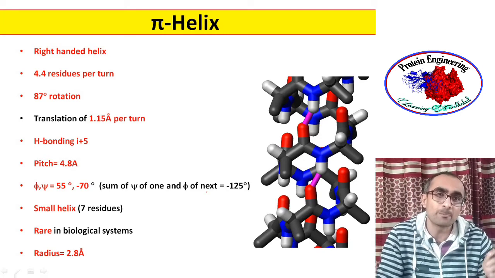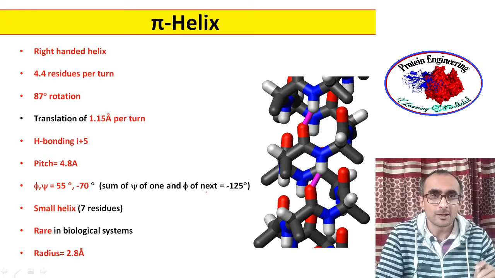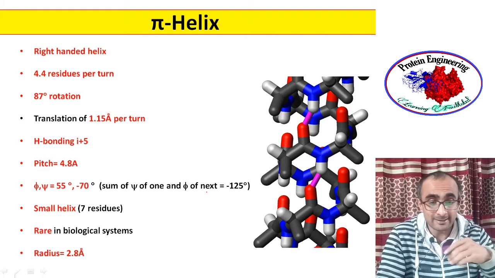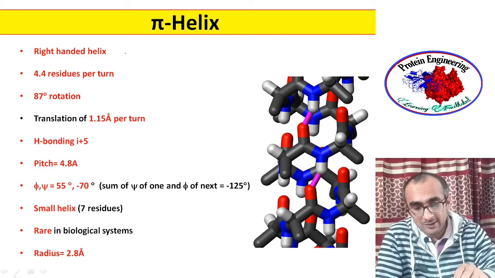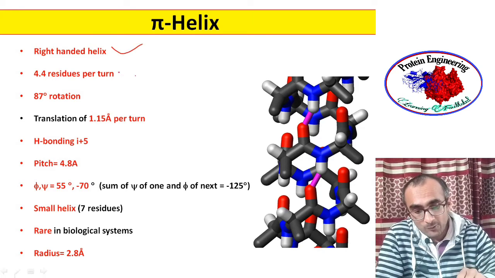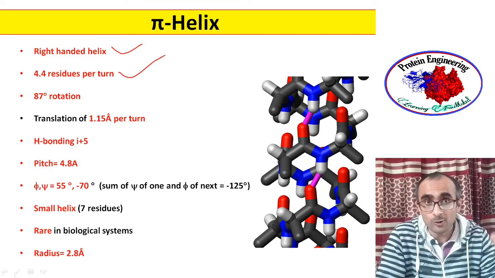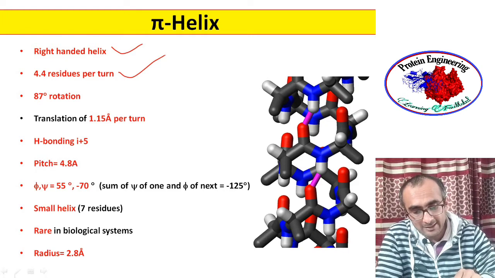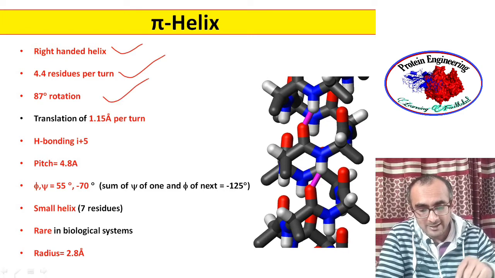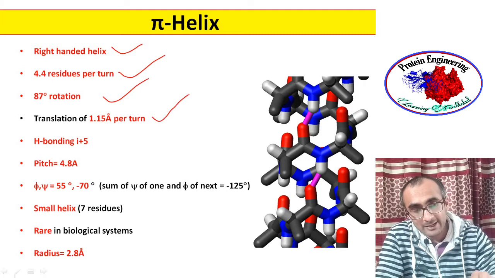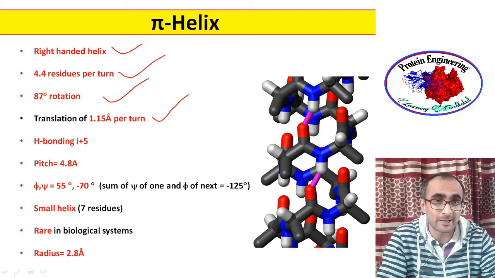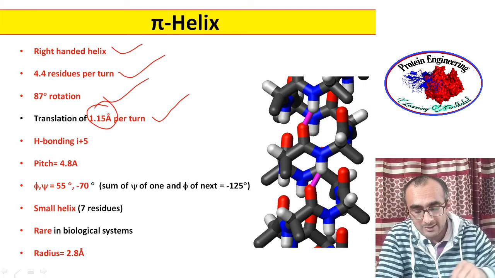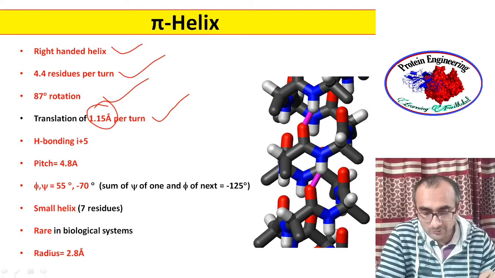That's a kind of compressed form of alpha helix. If you push both ends of alpha helix together, then it becomes like a pi helical structure. It's right-handed. There are 4.4 residues per turn. The rotation between consecutive amino acids in pi helical conformation is 87 degrees. And translation, the rise per amino acid, the length contributed by an amino acid to the pi helical structure, is 1.15 angstrom. It is further reduced.